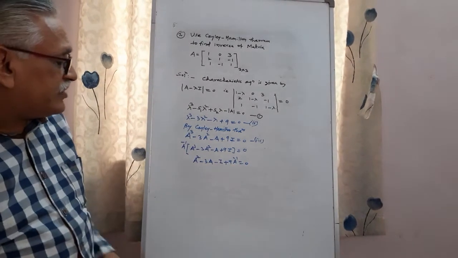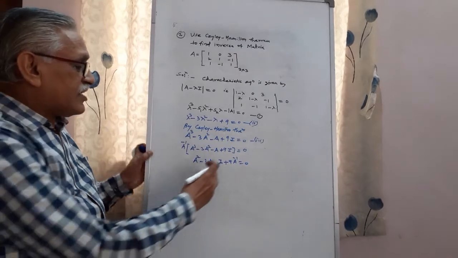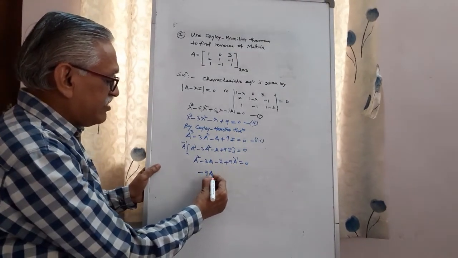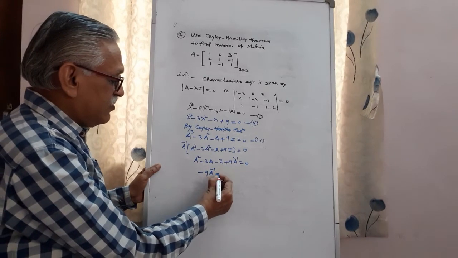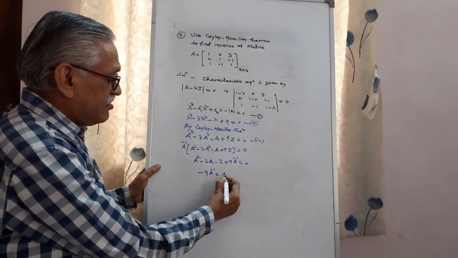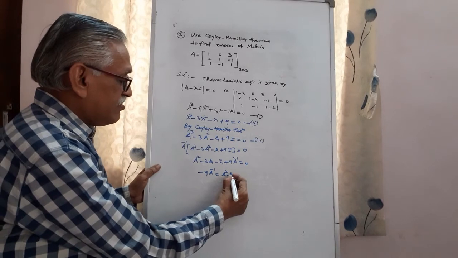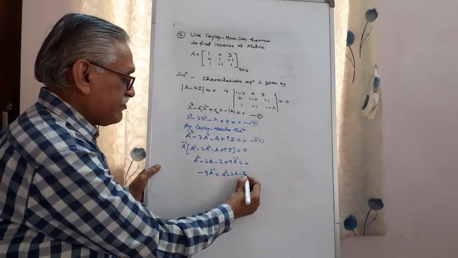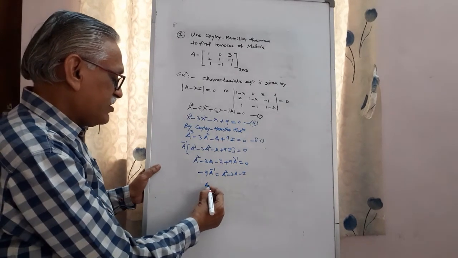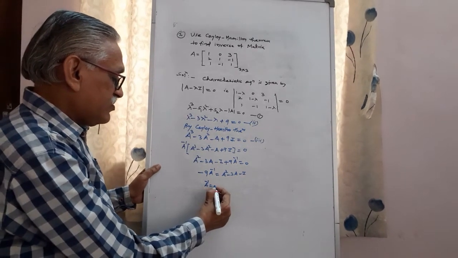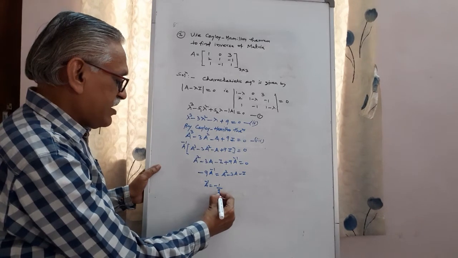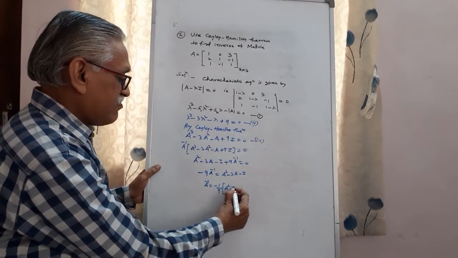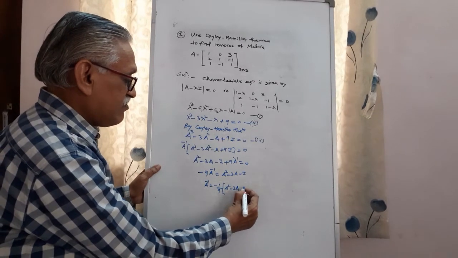Okay. Then transferring this to the other side, we get minus 9A inverse as A square minus 3A minus I, and therefore A inverse is equal to minus 1 by 9 times A square minus 3A minus I.